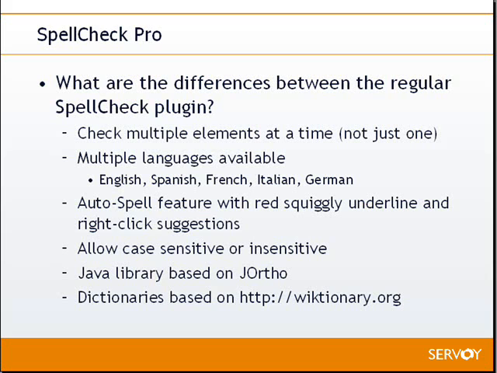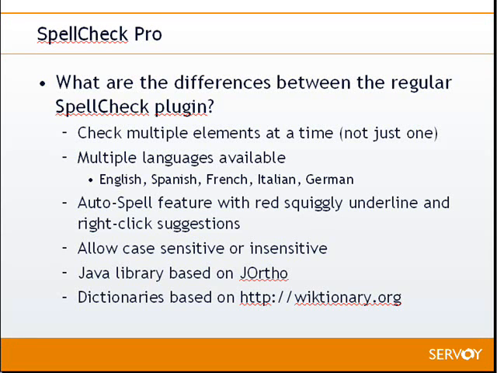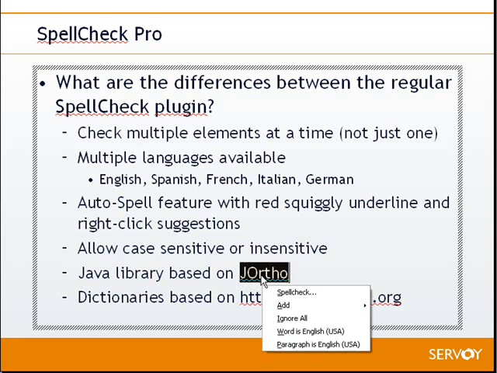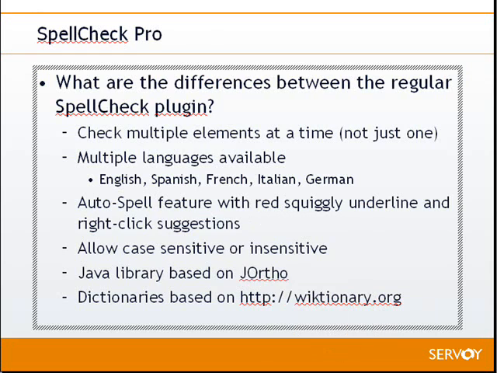The other nice feature is that it has an auto spell, which puts a little red squiggly line underneath the text with some right-click suggestions. So if you're unfamiliar with what I mean by that, I'll turn that on here in PowerPoint, and you can see that I get some red underlines here. I can right-click, and I can get some spelling suggestions. Basically, I've added this same functionality into the Servoy Spell Check Pro plugin.